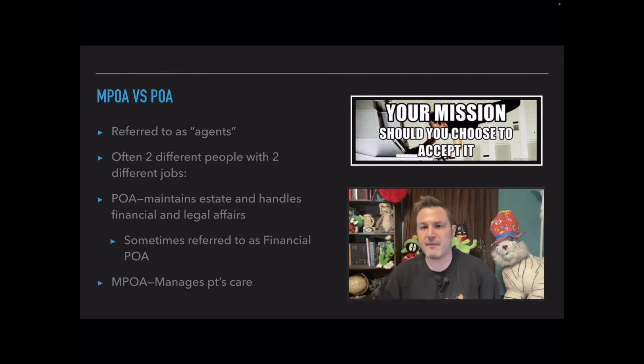The POA maintains the estate of the patient and handles financial affairs and legal affairs. And the medical power of attorney manages the patient's care. It can get very difficult and very tricky for somebody who's trying to do all of those things for this person. Side note, sometimes the POA is referred to as the financial POA. Not very often. I generally see it just as POA, and we all assume this person can write checks too.